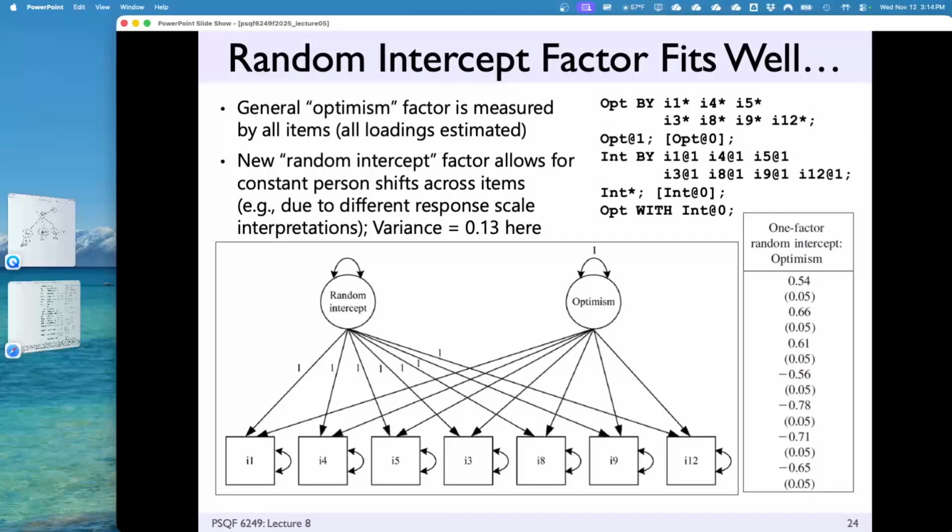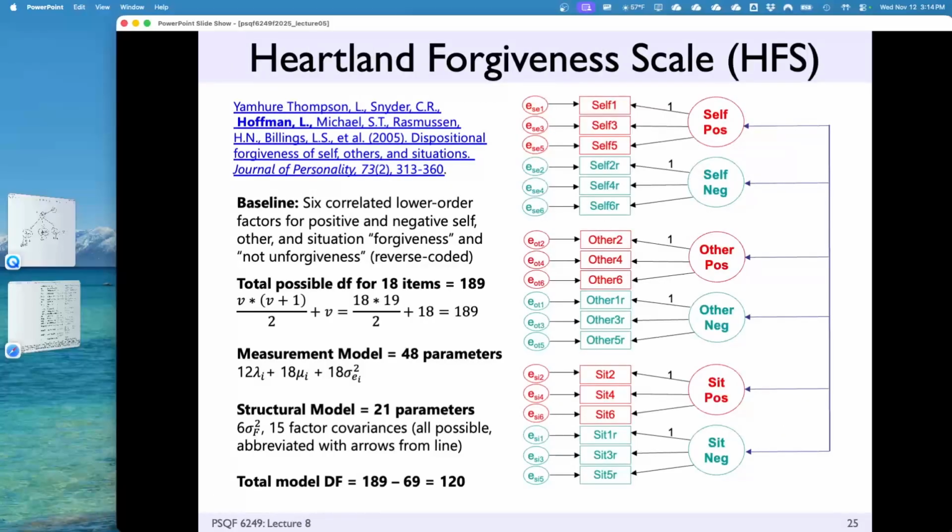Another version of a bifactor model is a random intercept model. This random intercept model is interesting because the random intercept factor constrains its loadings to 1 to make a random intercept itself. I don't do a whole lot with it, so I'm just going to skip it.